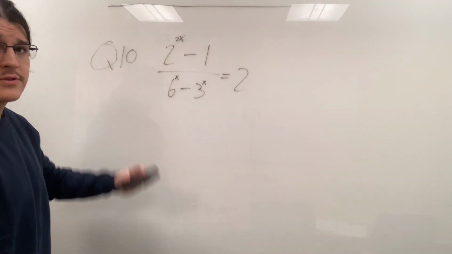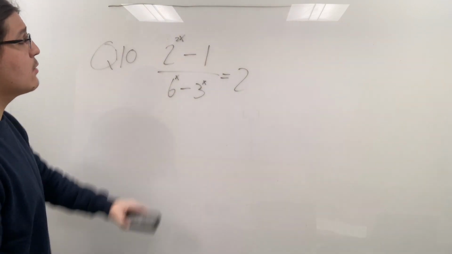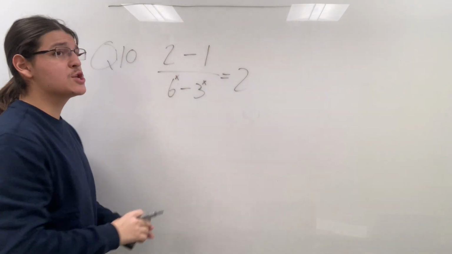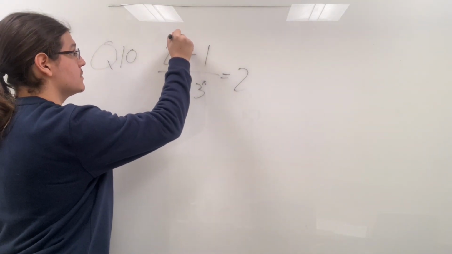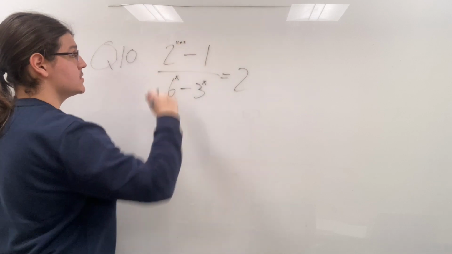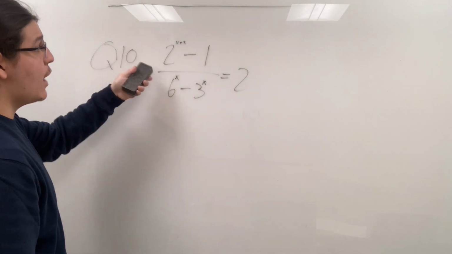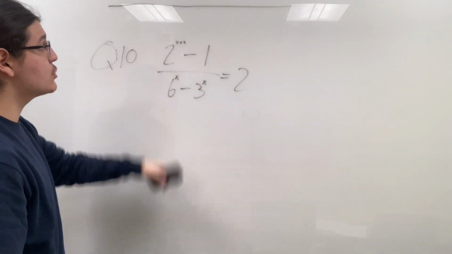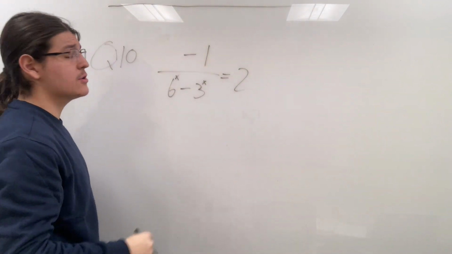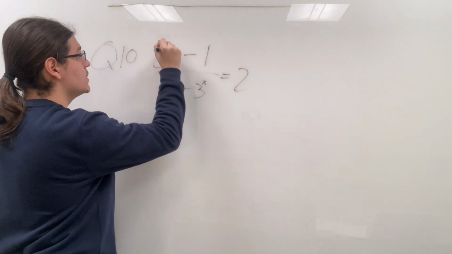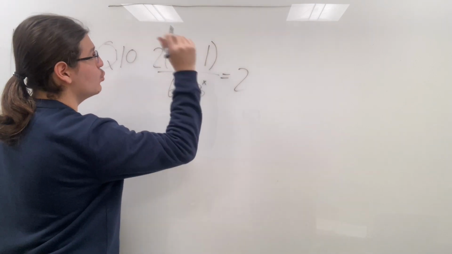Can we factor 2^x out of here? Yes, we can. Because 2 to the power of 2x, remember, multiplication is just repeated addition, is 2 to the power of x plus x. And if we were to take a 2^x out of this, we would be left with just another 2^x. So the top of the function can be written as 2 to the power of x times 2 to the power of x minus 1.